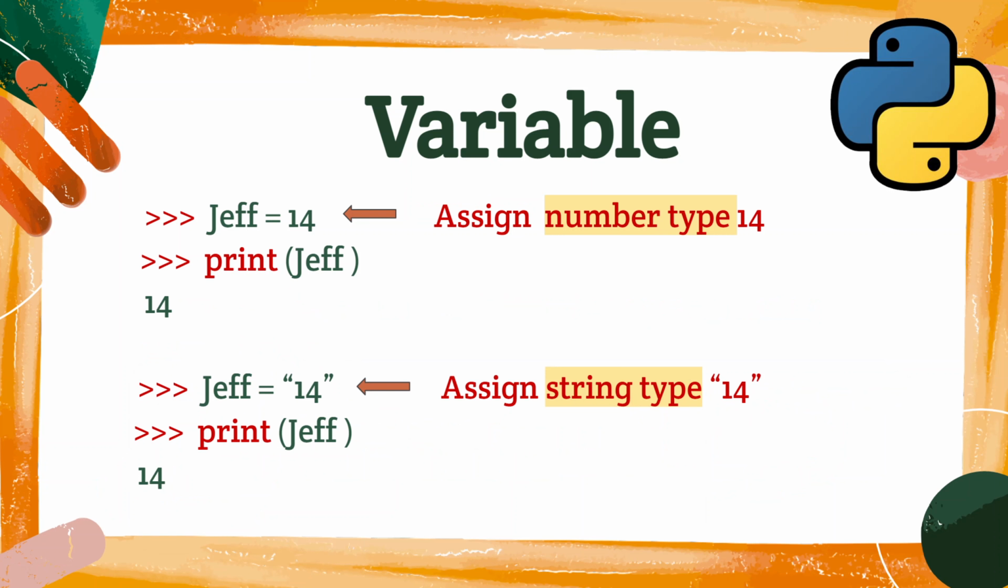Let's take a look at another example. In order to have 14 printed out, I can either assign the number 14 to Jeff or assign the string 14 to Jeff. Either way, when you print out Jeff, you will see 14 displayed.